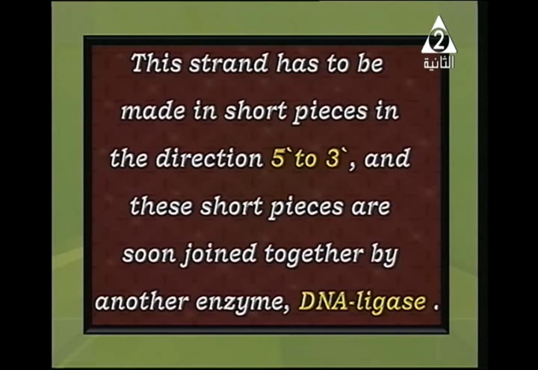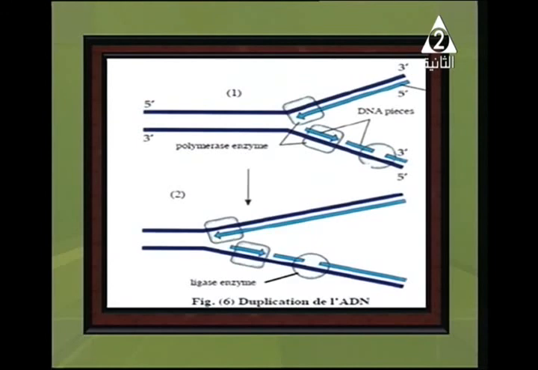The strand has to be made in short pieces in the direction of 5' to 3', and these short pieces are soon joined together by another enzyme called DNA ligase. So right now we have these enzymes: helicase to separate, polymerase, and remember in which direction it can work and which side it doesn't work. And finally, the small pieces are joined together by DNA ligase. And this is the duplication of DNA, with the polymerase enzyme working in the same parallel direction.